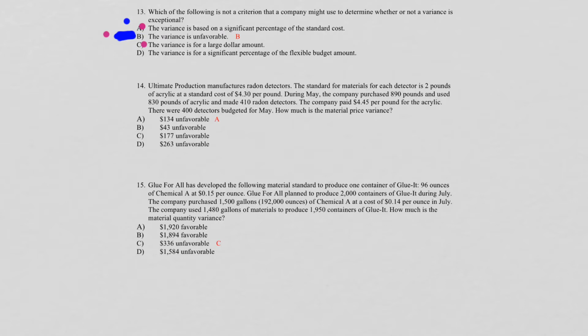And D, the variance is for a significant percentage of the flexible budget. And so again, A, C, and D are all sort of the same criteria: dollar amounts or percentages are really the key. Whether it's favorable or unfavorable is not really key. So part of the argument you might make for answering this question is that it's really based on relative dollars or relative percentages, meaning the size. Just because it's favorable or unfavorable wouldn't be the criteria that you would use.